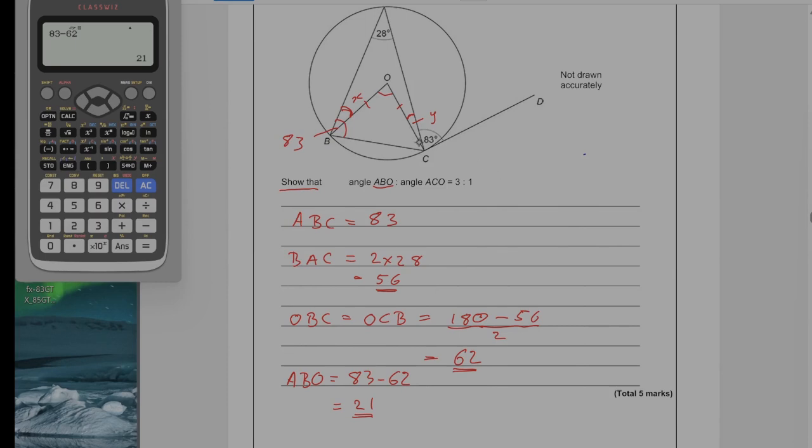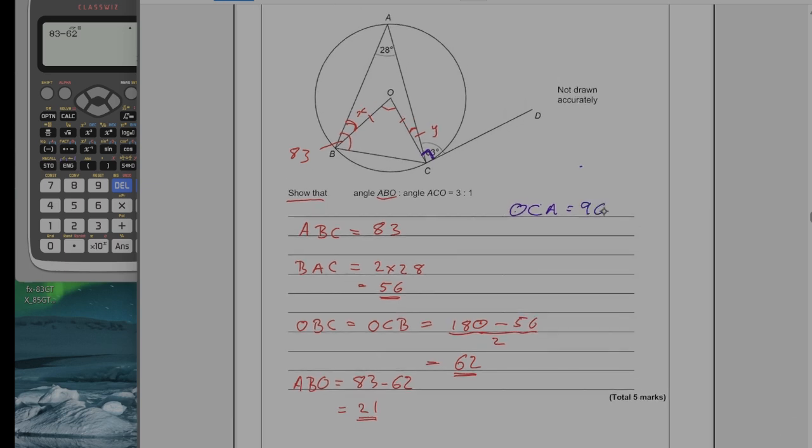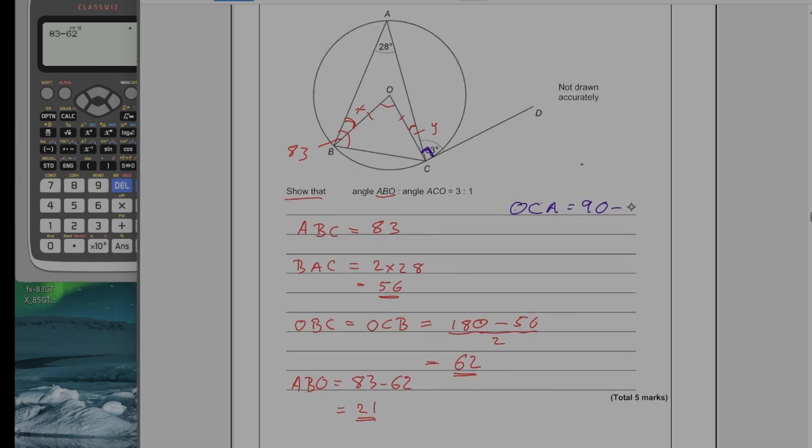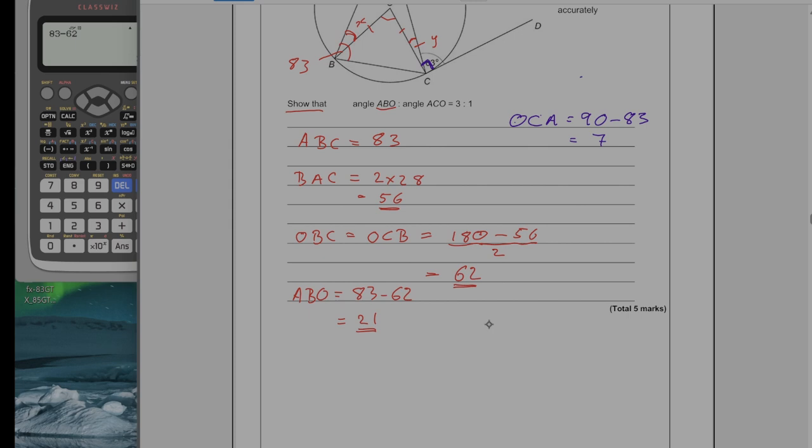Right, so I'm also going to say that that must be a right angle. So y is going to be equal, I'll call it by its proper name, OCA is going to be equal to 90 minus 83, which is going to be equal to 7. The reason for that is the tangent and the radius make a 90-degree angle. So we've got as a ratio 21 to 7, and then both of those numbers are divisible by 7. So that's going to be 3 to 1.